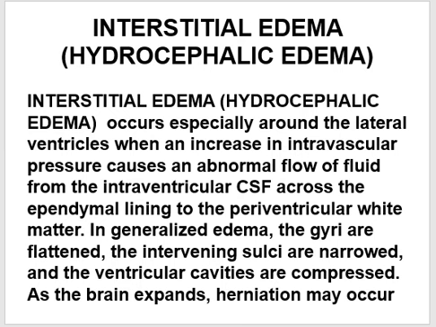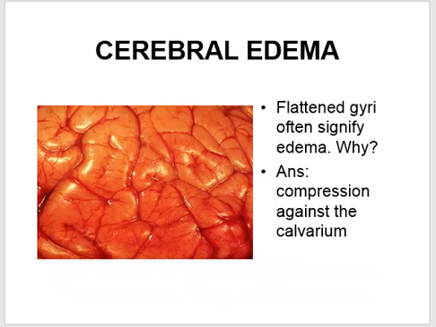In generalized edema, the gyri are flattened, the intervening sulci are narrow, and the ventricular cavities are compressed. As the brain expands, herniation may occur. In the photograph, you can see the flattened gyri, which often signify an edematous brain, and the sulci are compressed against the calvarium.